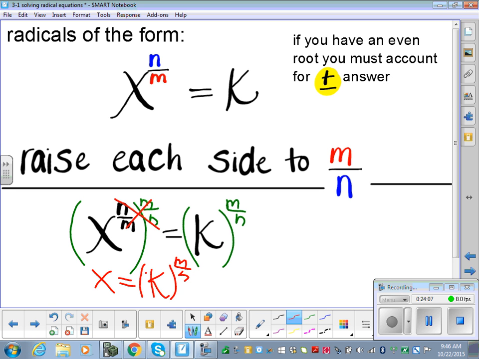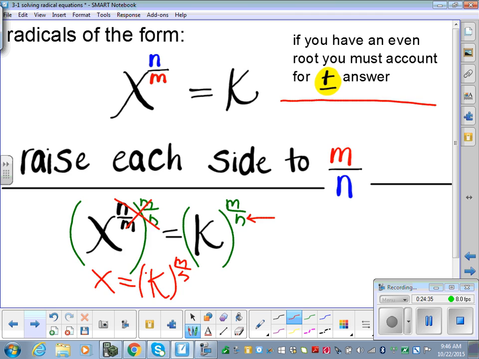Now also keep in mind, if you're raising both sides to an even root, you must account for the plus and minus answer. That gets students every time. So once you've raised both sides, you'll look over here and say, is my root, which is on the bottom, an even number? If so, you have to put the plus and minus answer of what you get. Does that make sense? Because we know if we take the even root, we have to account for the plus and minus answer.